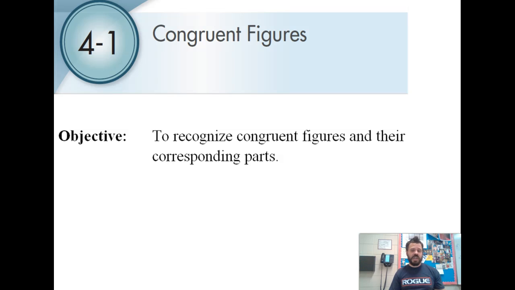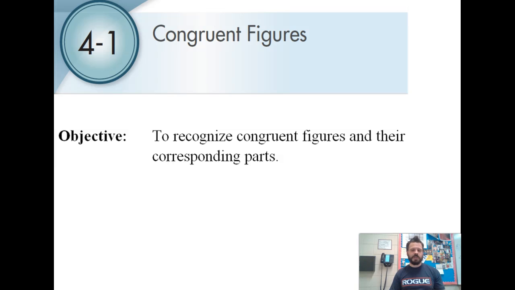Today we're going to get going with Chapter 4, and Chapter 4 contains a mixed bag of different things we're going to do with triangles. A lot of different topics are covered here. They all work together. You'll see how that works as we go through it.